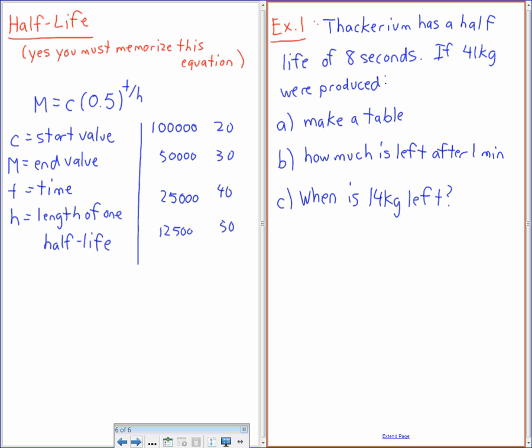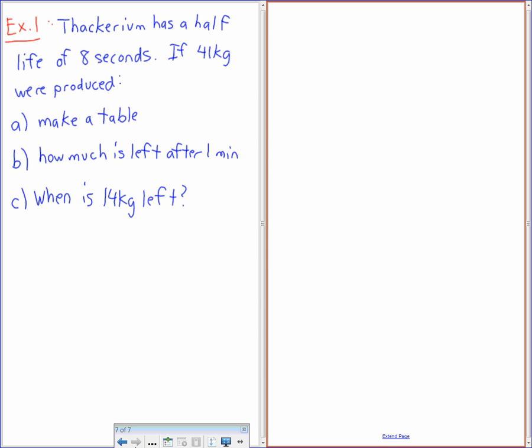All right, so a half-life of 8 seconds. What does that mean? In 8 seconds, half of it will be gone. 8 seconds, half of it's gone. Okay, so this is quick. You make the stuff and it's gone almost instantly. We have made 41 kilograms in real life.